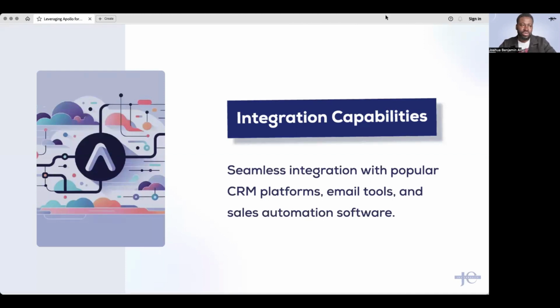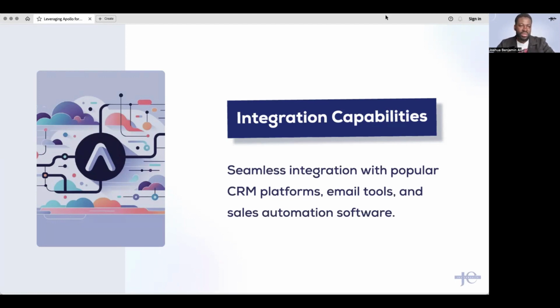Integration capability. Aside from that, you're able to find leads and integrate with popular CRM platforms, that is, email tools and sales automation software that would help in your sales journey. That is basically connecting with those leads that you have. So you can connect to CRM platforms like Salesforce, you can connect to HubSpot. There are so many, Monday.